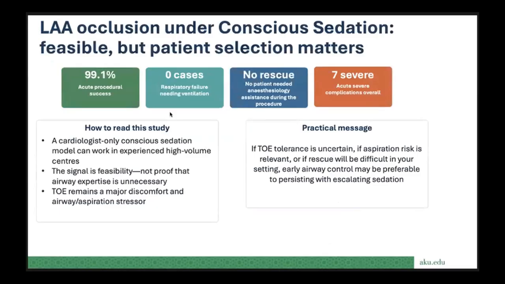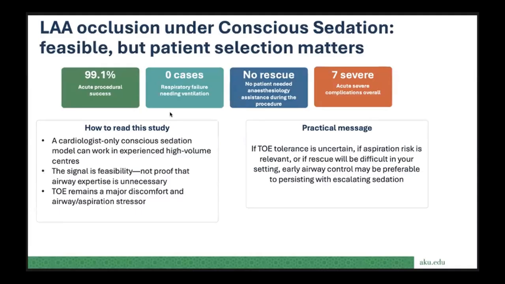Now, the left atrial appendage occlusion study shows that conscious sedation without an anesthesiologist on site can be successful in selected high volume centers, with high procedural success and no reported respiratory failure needing ventilation. However, this should be interpreted carefully. The finding supports feasibility in an experienced system, not universal safety in every center.